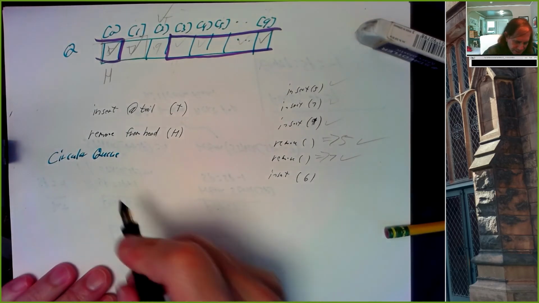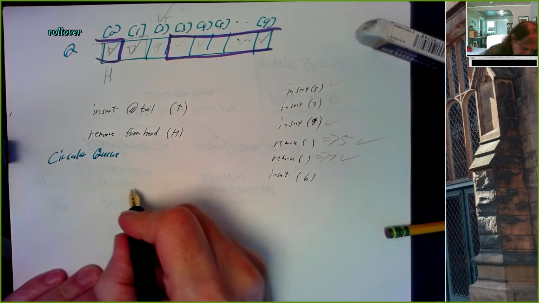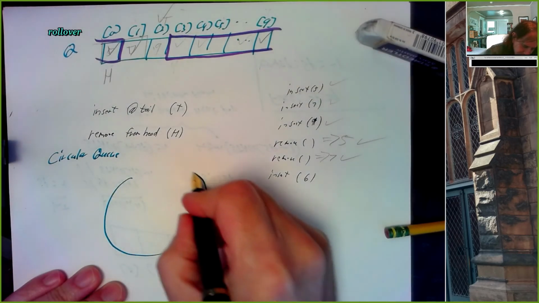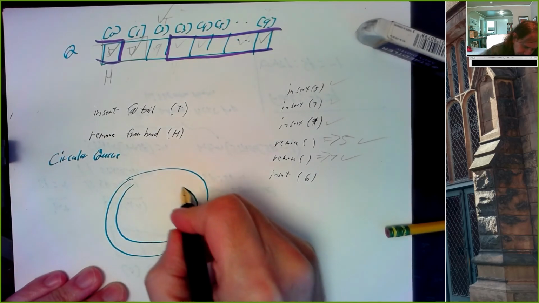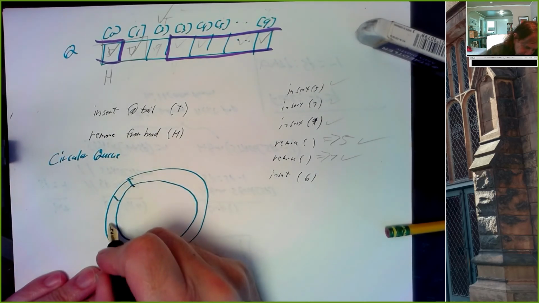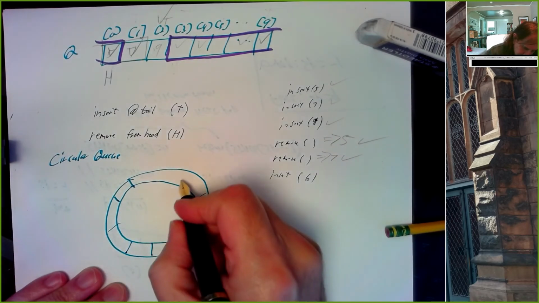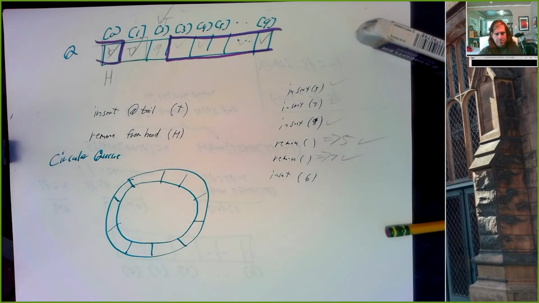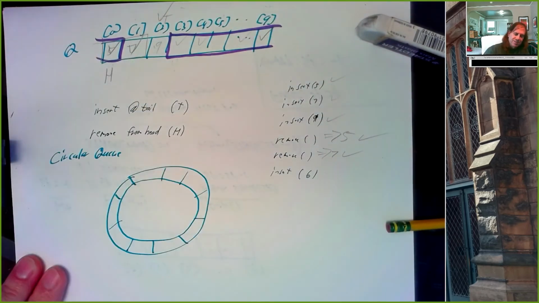And the image you can think of for this is an array that eats its own tail. So that effectively, if you go one beyond this, you're just back at the beginning.